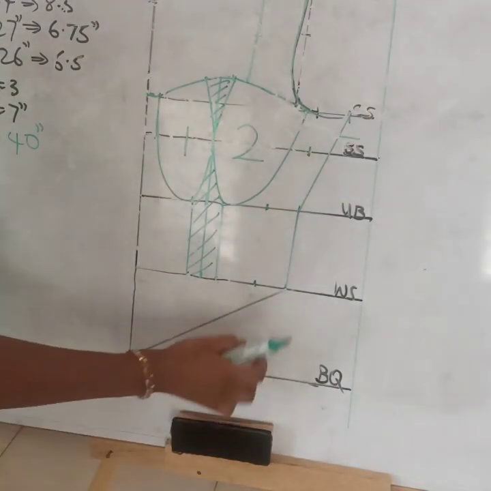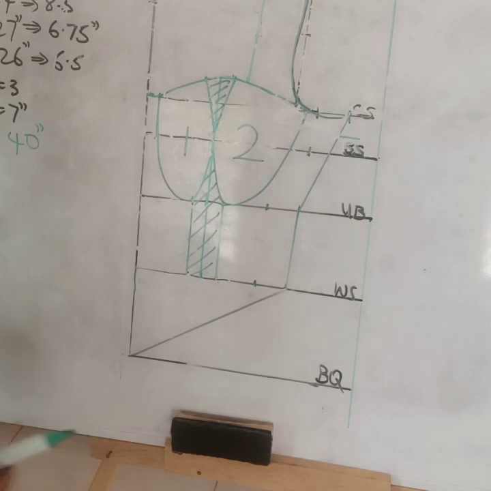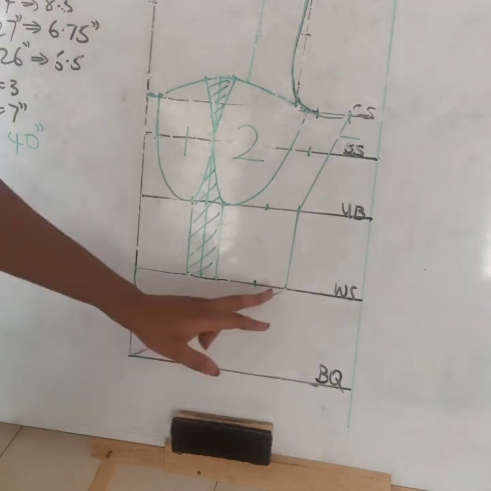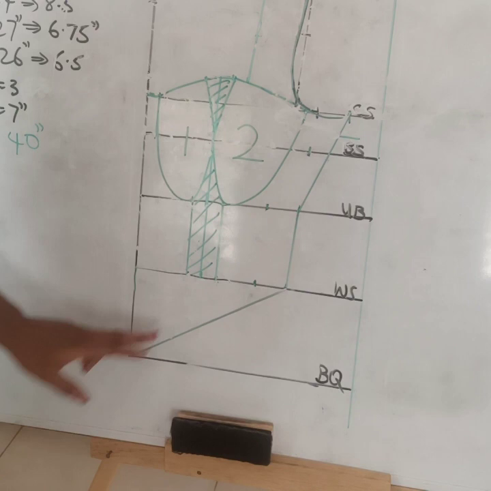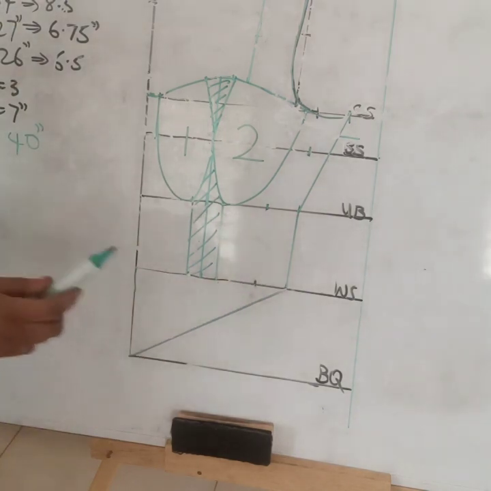So this part will not be there. Okay, so this is the first way to make a back, to create a back. This is the first method, a V neck, a V back. This is a V back.